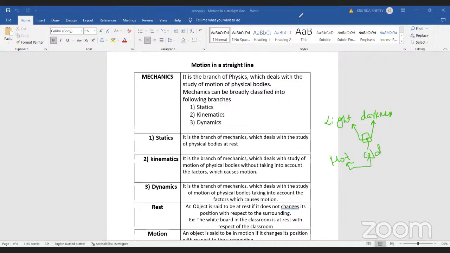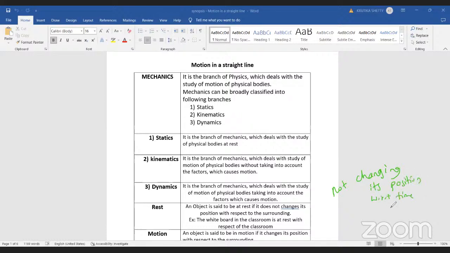Either the body will be at rest, otherwise it is in motion. If the body is not changing its position with respect to time and the surrounding, that is called rest. What is motion? If the position is changing with respect to time and the surrounding, it is called motion. So not changing, rest; changing, it is called motion.